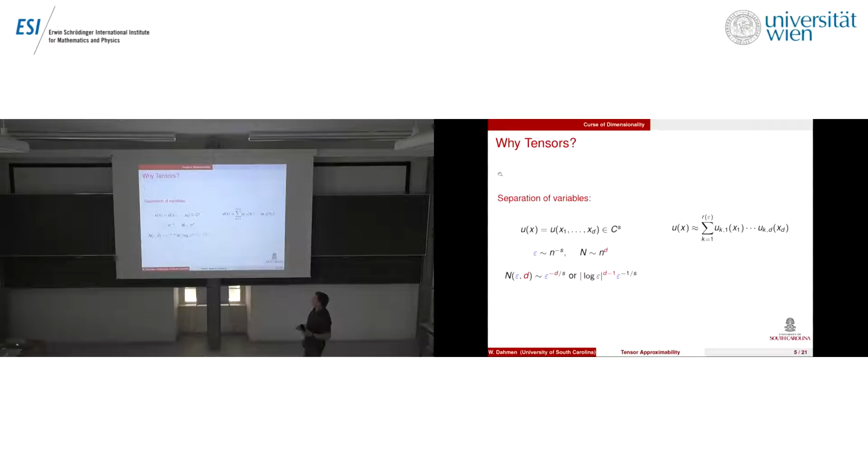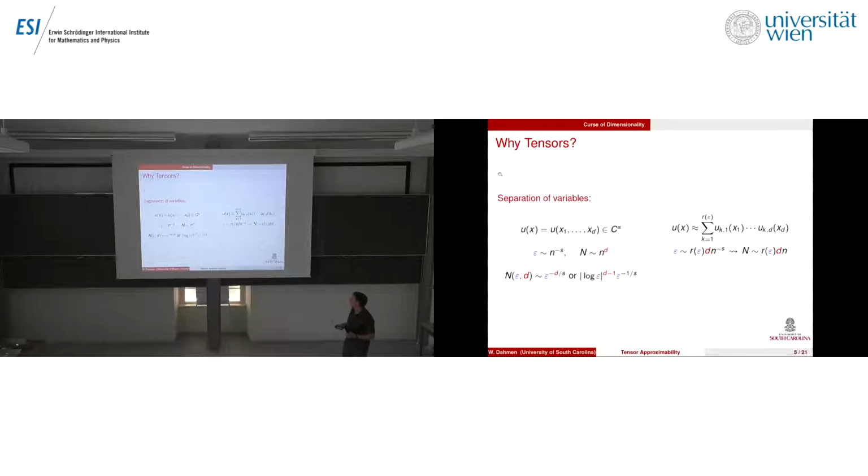Well, a classical remedy is separation of variables. Suppose for a moment that the object here is not just a generic arbitrary function, but that we can write it as a superposition of separable functions. Each function in this sum is a product of one-dimensional functions. If this is the case, what is the complexity of approximating an object like that? Now you can individually approximate these d one-dimensional functions, and then you have r of them.